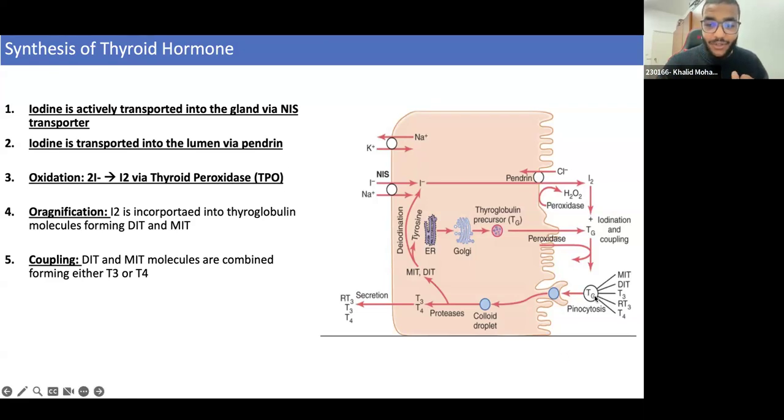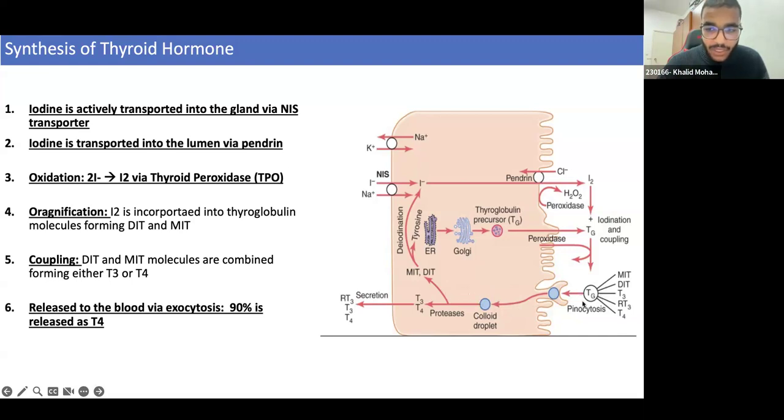And then the thyroglobulin goes back in via pinocytosis, and the T3 and T4 will be broken off from the thyroglobulin molecule and then released by exocytosis. The MIT and the DIT will be deiodinated, and then you're back to just thyroglobulin, and then the cycle happens again.